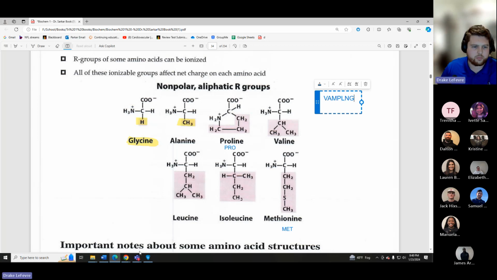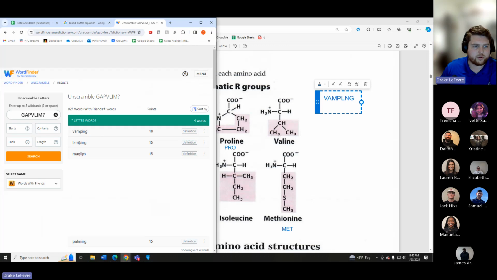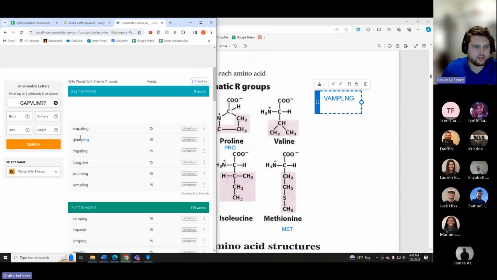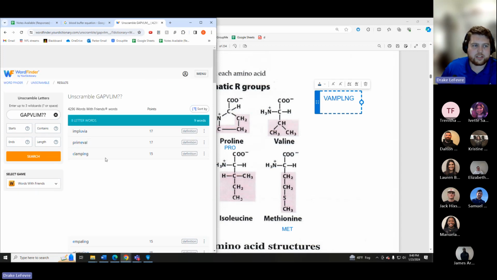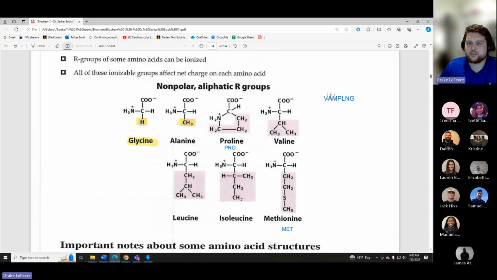So you can go through and you can pick whatever works for you. There's vamping, lamping. Let's even try adding another one here, see if we can get a 9-letter word. No, can't get anything like that, but you see the idea where you can start to find some of these things to start making things just a little bit easier for yourself.